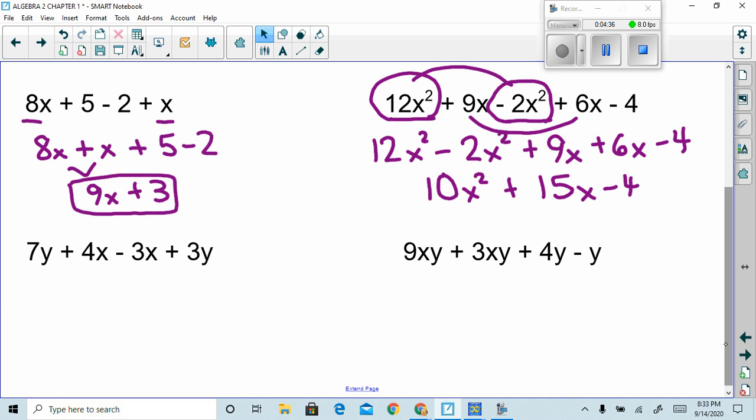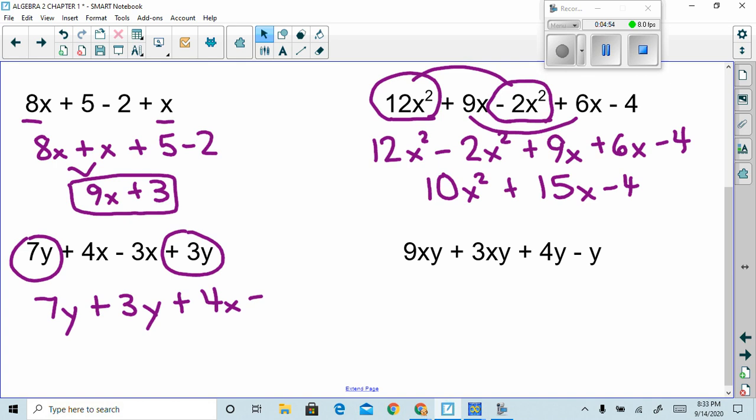Let's try 2 more. Now this time I notice that the x terms are in the center, and y terms, which are right here and here, and again as I circled it, you notice that I included the sign in front. That gives me a 7y plus 3y plus 4x minus 3x. Keeping the signs in front. 7y plus 3y will give me 10y. 4x minus 3x will just give me an x. I don't need to put the 1 in front.